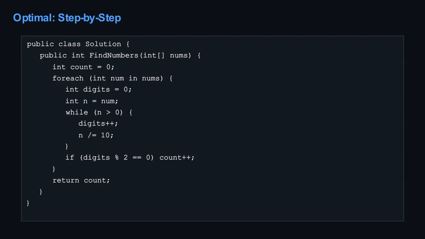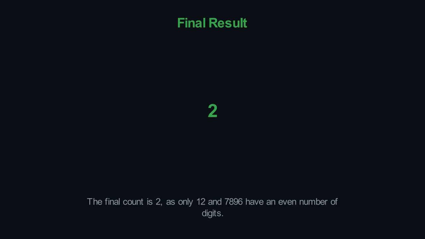7,896. After 1 division, 789 digits 1. Then 78 digits 2. Then 7 digits 3. Then 0 digits 4. 4 is even, so our total count increments to 2. After iterating through all numbers, our final count is 2. This is correct because only 12 and 7,896 have an even number of digits.